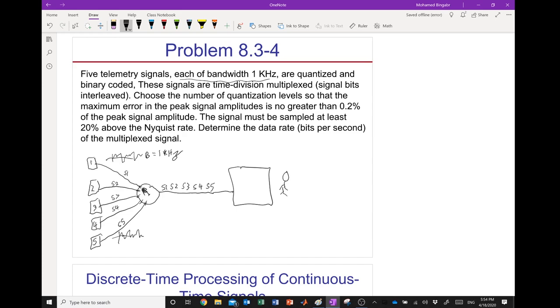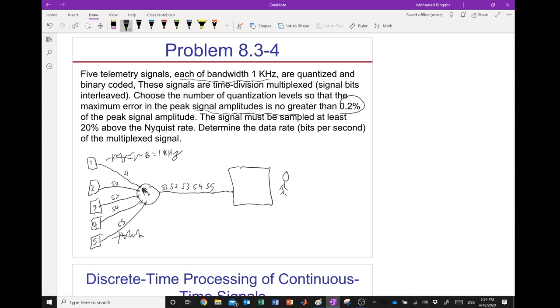Now they said here, choose the number of quantization levels so that the maximum error in the peak signal amplitude is no greater than 0.2% of the peak signal amplitude.